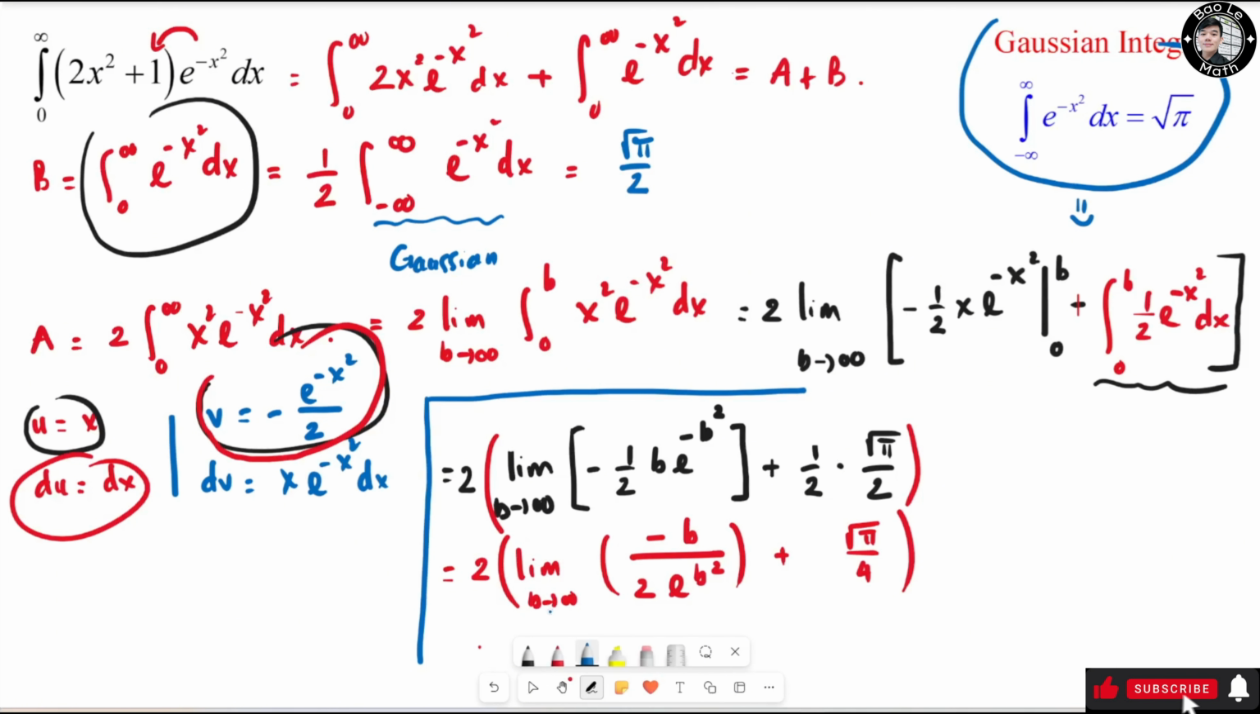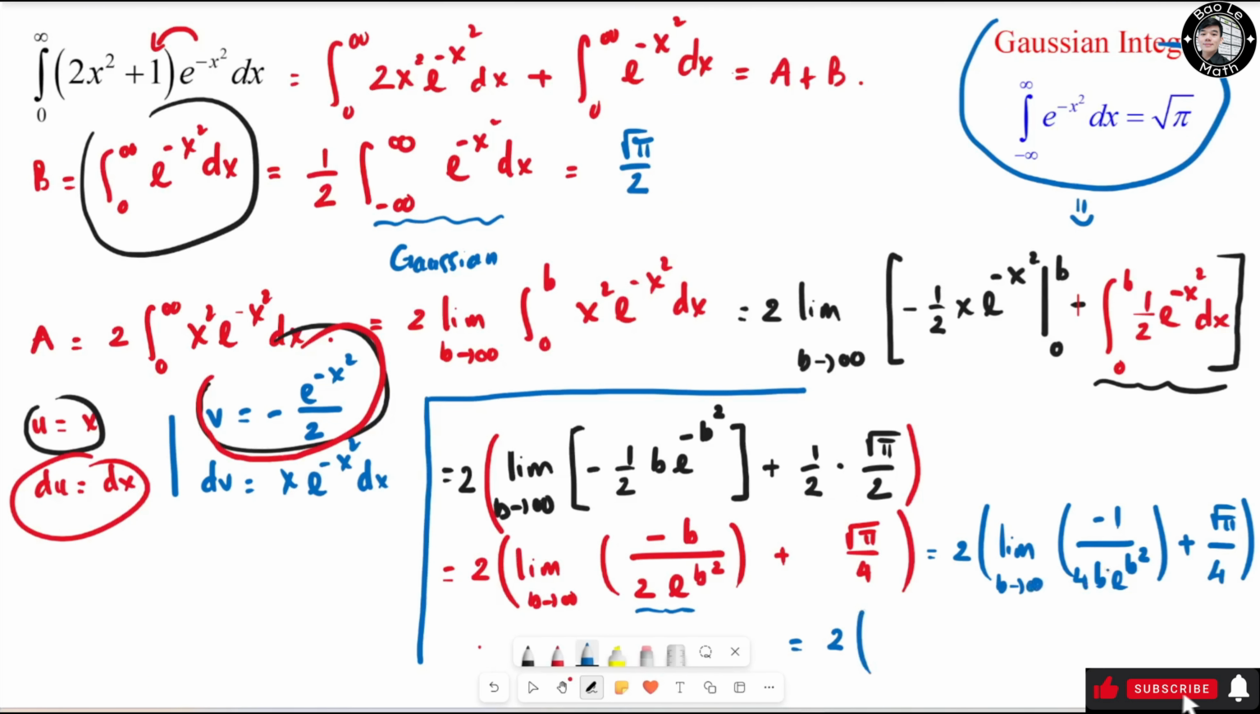Now when b approaches infinity, this approaches an indeterminate form, so we're going to use L'Hospital's rule. So it's going to be 2 times the limit as b approaches infinity of negative 1 over 4b e to the b squared, plus root pi over 4. Now when b approaches infinity, this term approaches 0. So we have root pi over 4.